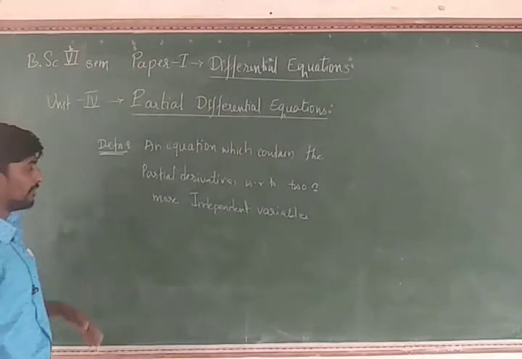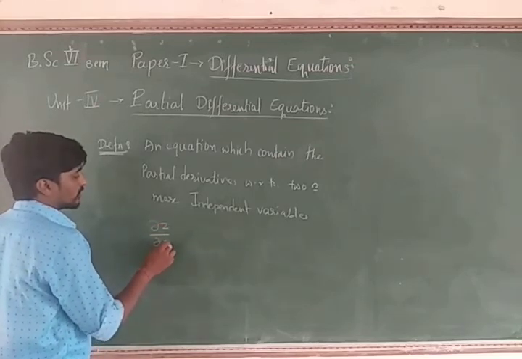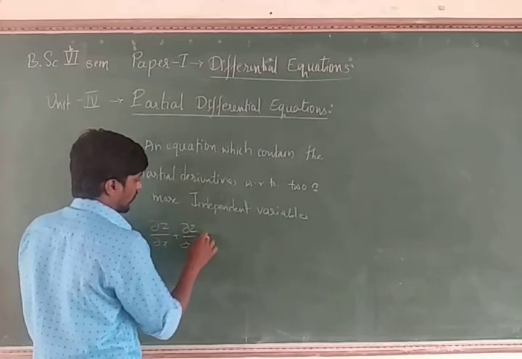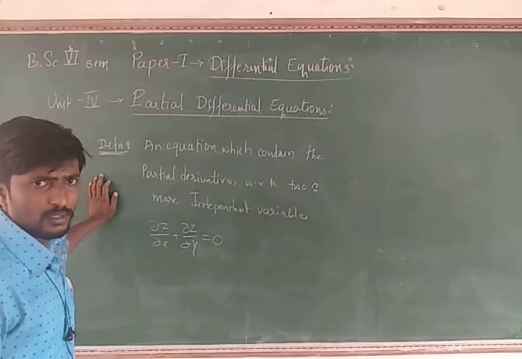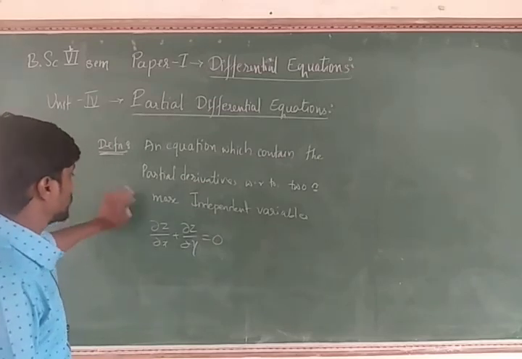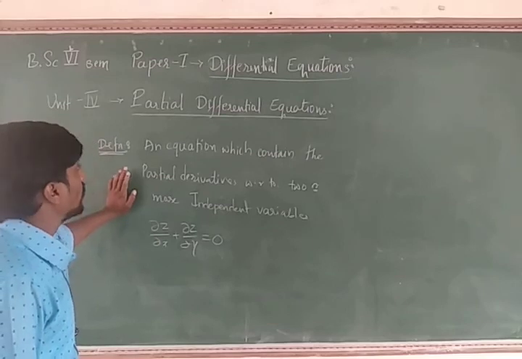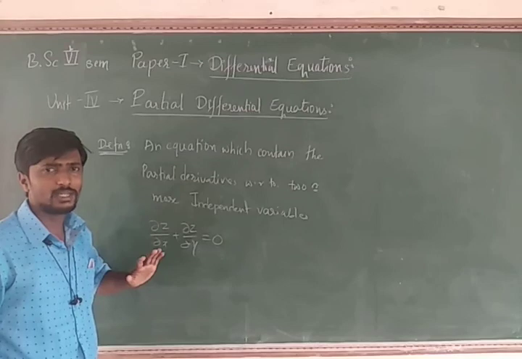Yes, so for example I can write here ∂z/∂x + ∂z/∂y = 0. Okay, so here z is depending on x and z is depending on y. Okay, so note down this definition first. So we'll go for something next.